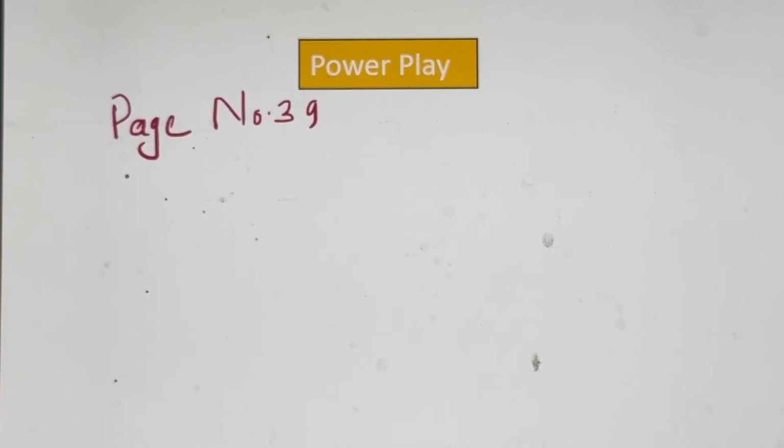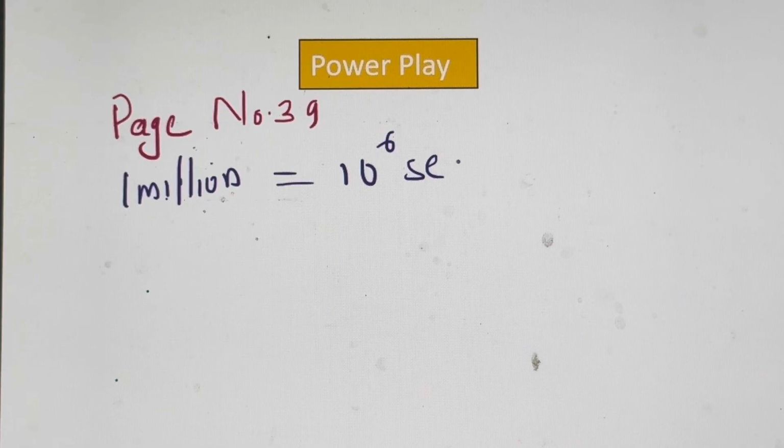So 1 million seconds means a million. If you remember, we have learned this. 1 million means 10 raised to 6 seconds, right? We will not write 1000000 because we are learning powers. So you should be able to write it in exponential form. Now they have asked, what is our age? How old are we?